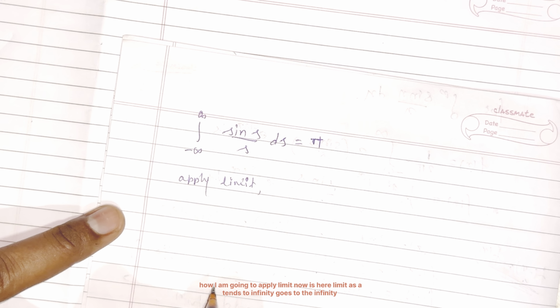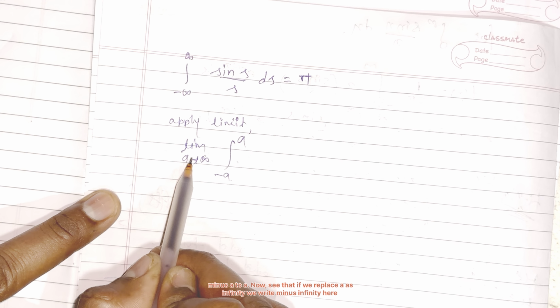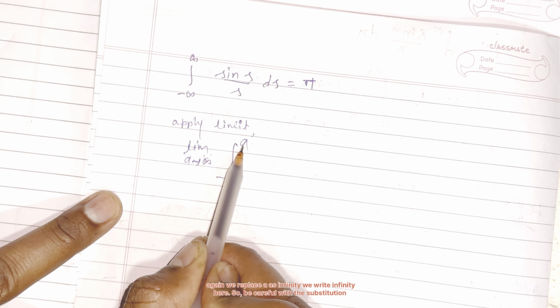Apply limit. How am I going to apply the limit now? See here, limit as a tends to infinity, a goes to infinity, with the integral from minus a to a. Now see that if we replace a by infinity, we write minus infinity here, and again if we replace a by infinity, we write infinity here. So be careful with the substitution of the limit.